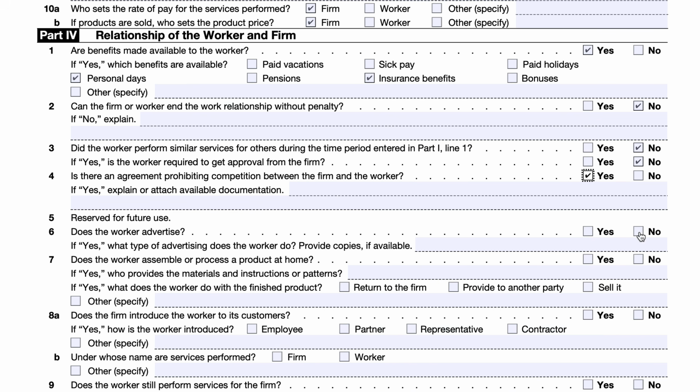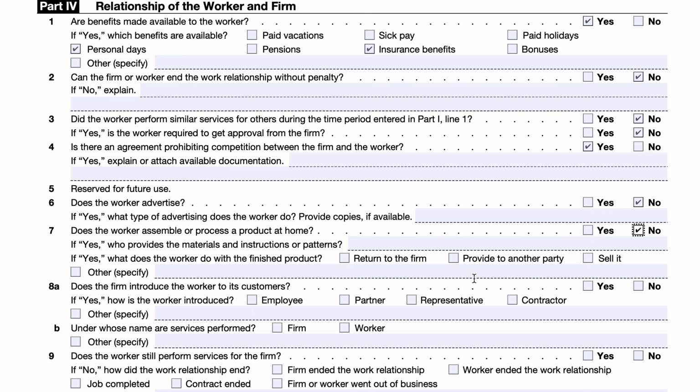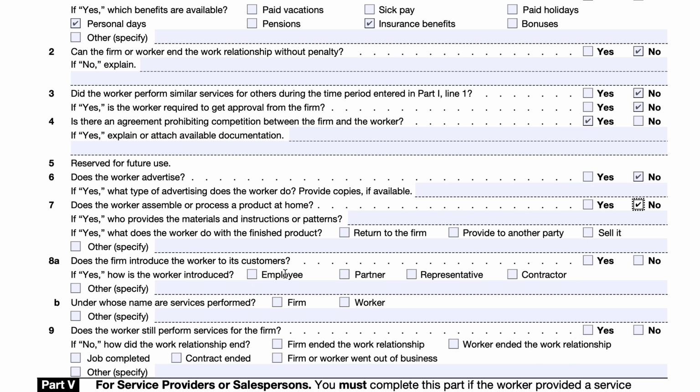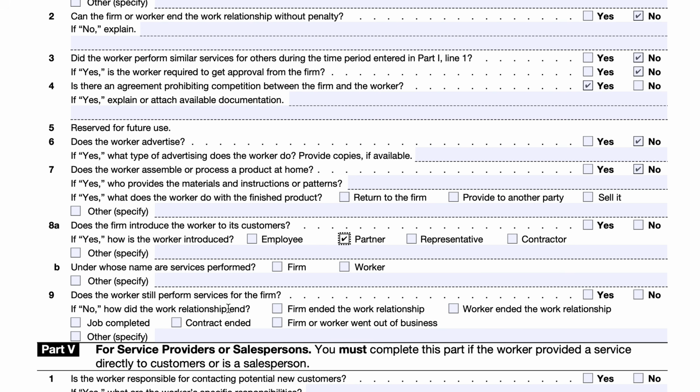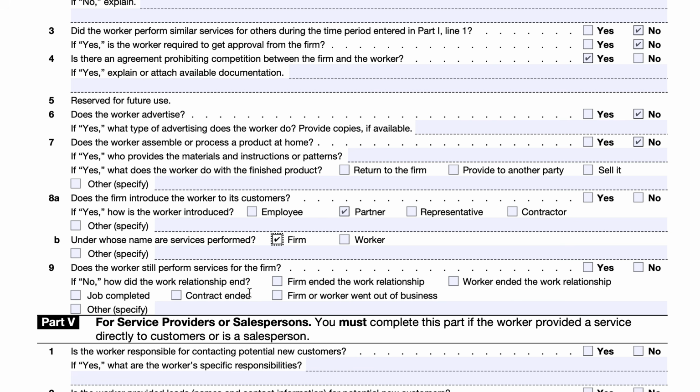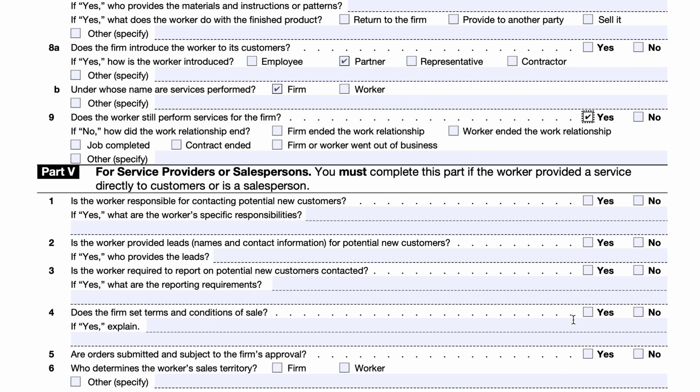Does he advertise? No. Does he work or process anything at home? No. How is he introduced to his customers? Well, let's just say that he's a partner. And under whose name are the services performed? Let's just say the firm. And then does he still perform services for the firm? Yep. And then in part 5, you're basically filling this out. So yep, he is responsible for developing new customers.